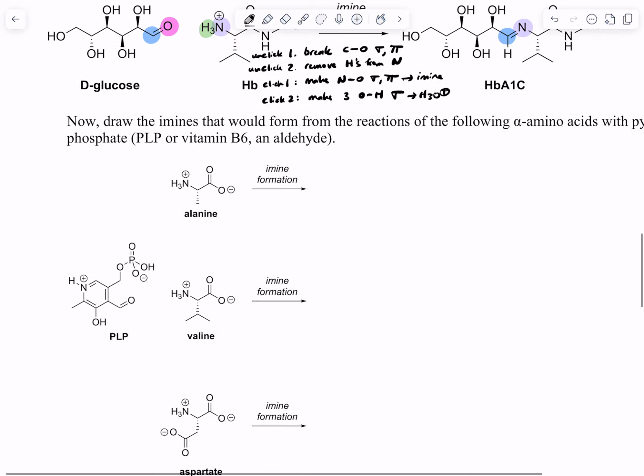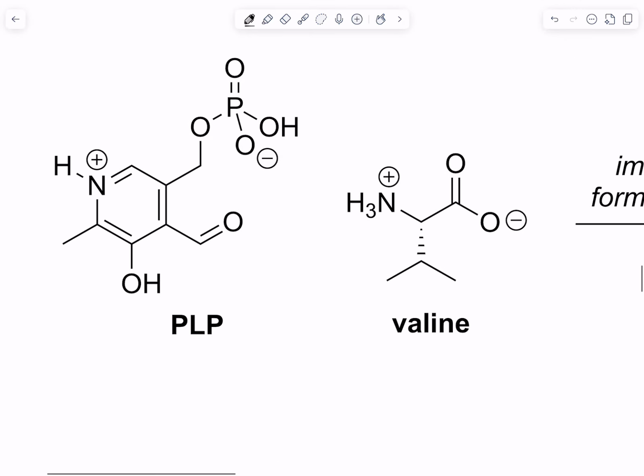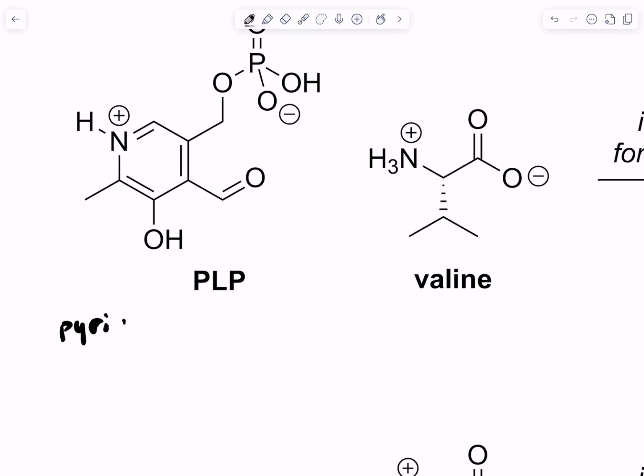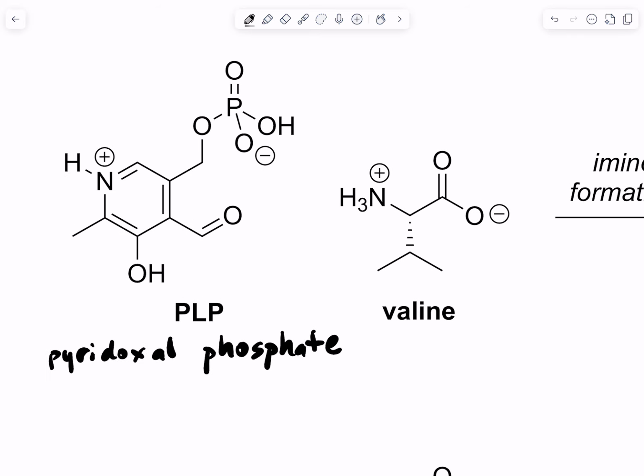So let me introduce you to a new aldehyde. I don't think you've seen this one before. Maybe you have. I don't think it's come up. This is called pyridoxal phosphate. And it is an important participant, I guess you could call it a cofactor, for transaminase reactions, and it functions via imine formation. The abbreviation is PLP. You get pyridoxal phosphate in your diet as vitamin B6.